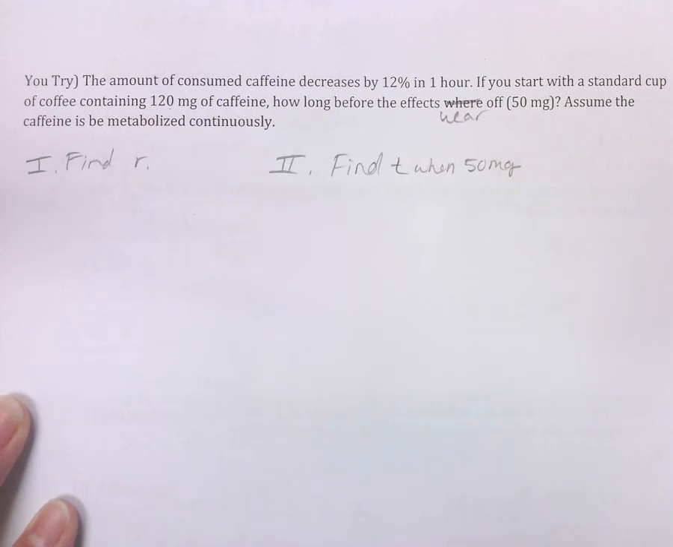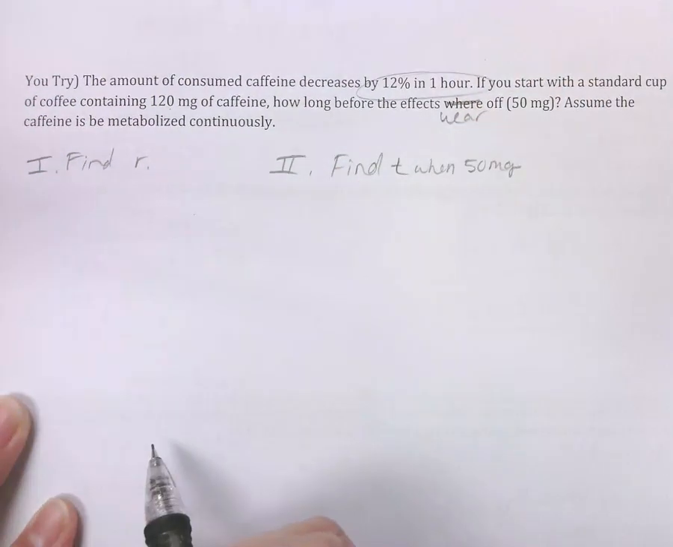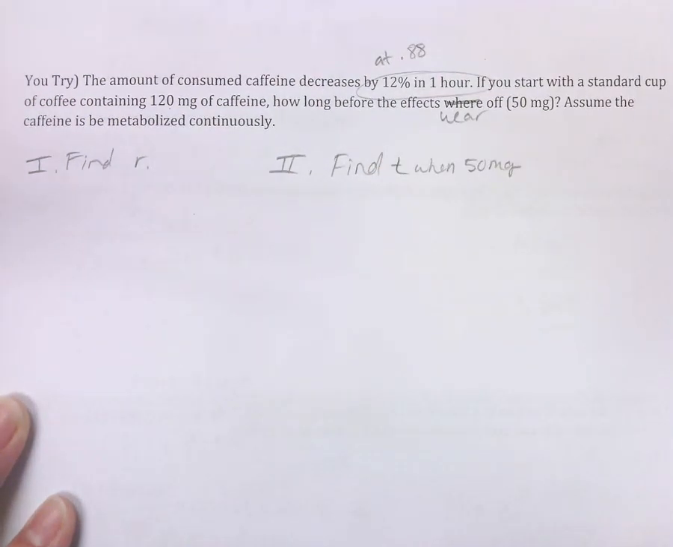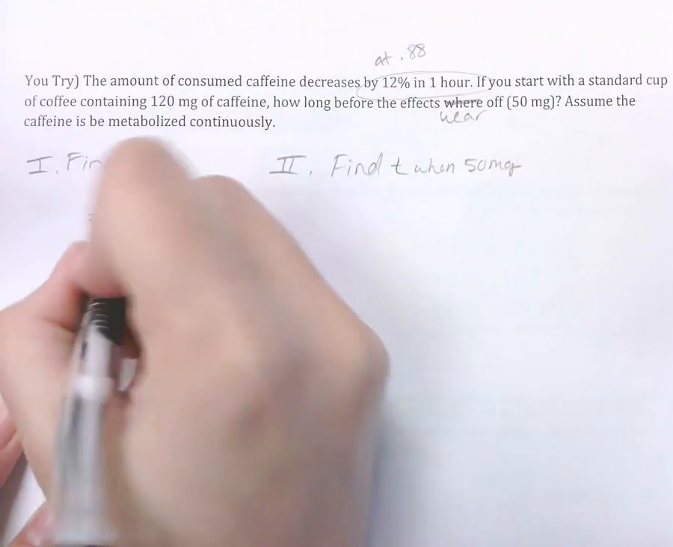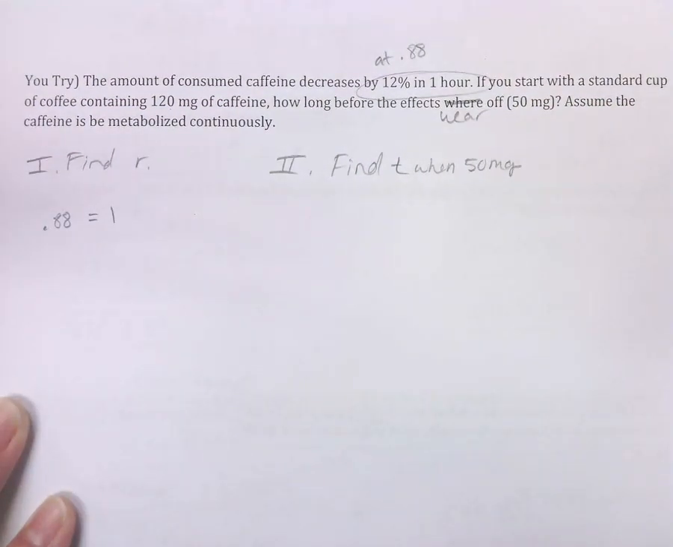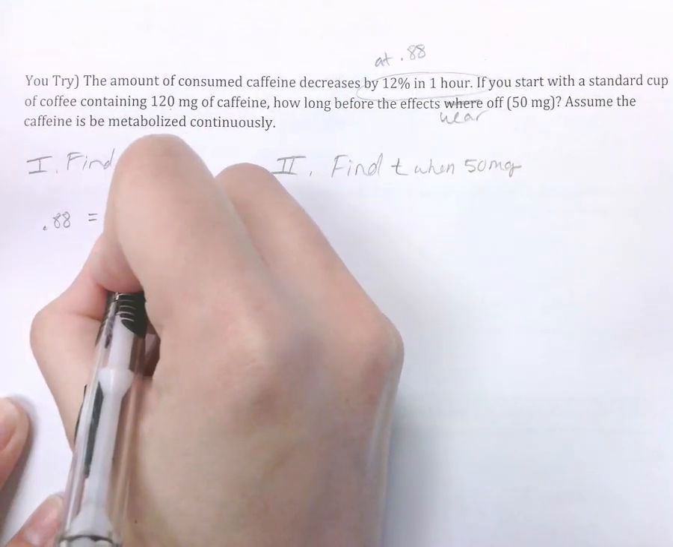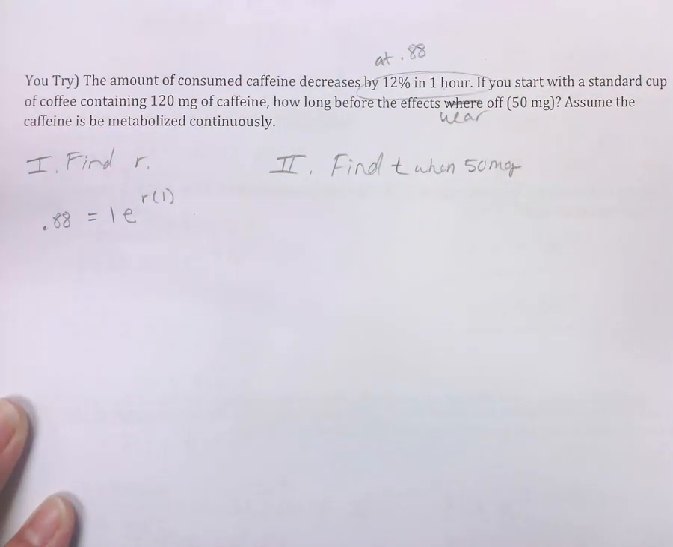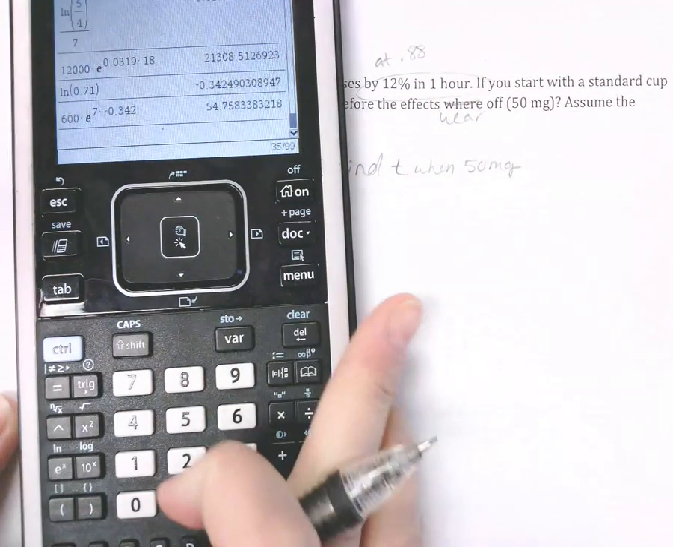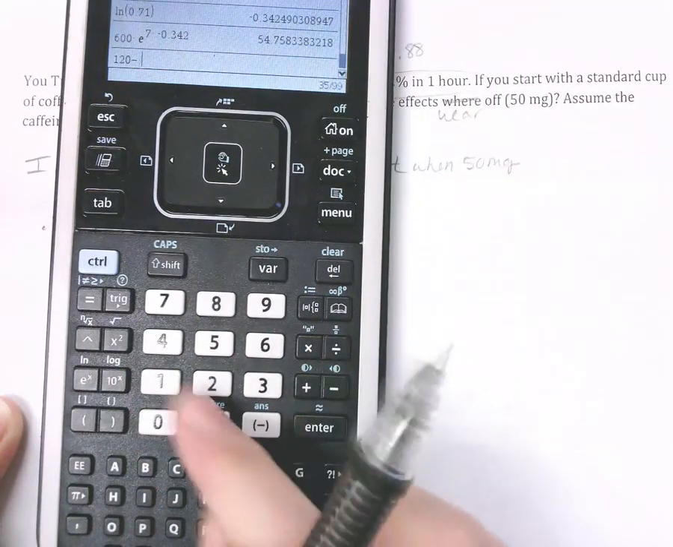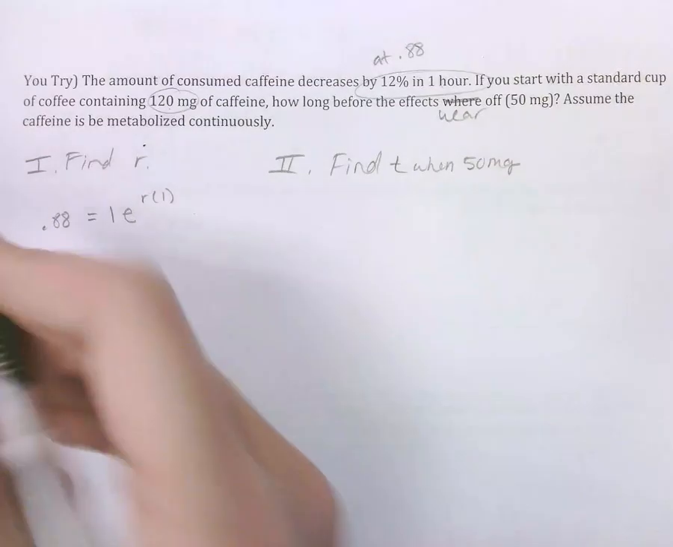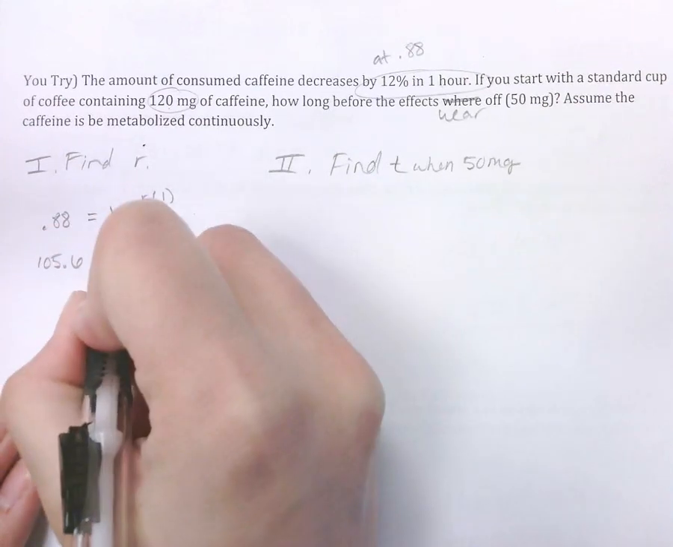Okay, so 105 is just this. First, it says the amount of consumed caffeine decreases by 12% in 1 hour. So if it decreased by 12%, that means we're at 88% of what we were when we started. So if we started with 100% caffeine, we are now at 88% caffeine. That's right. T is 1 hour. That's one way to do it. The other way to do it is to actually calculate what 12% less than 120 milligrams is. So that would be 120 milligrams minus 12% of 120 milligrams, and you'd get 105.6. And that's what you would put here, because this is 12% less than 120.